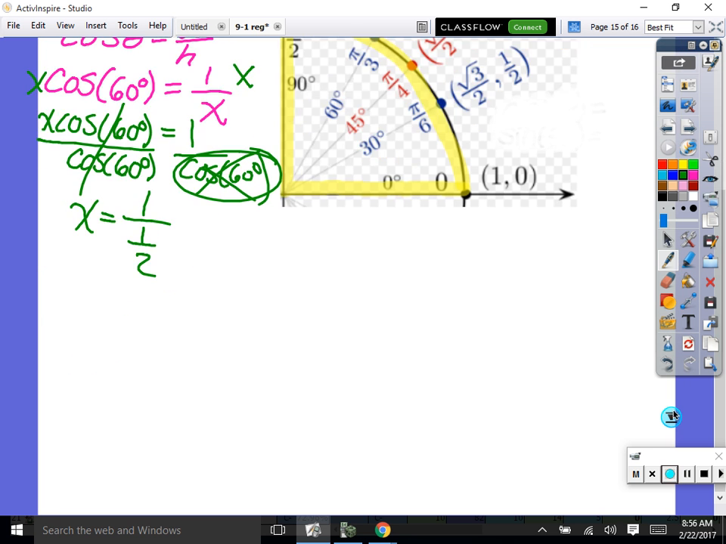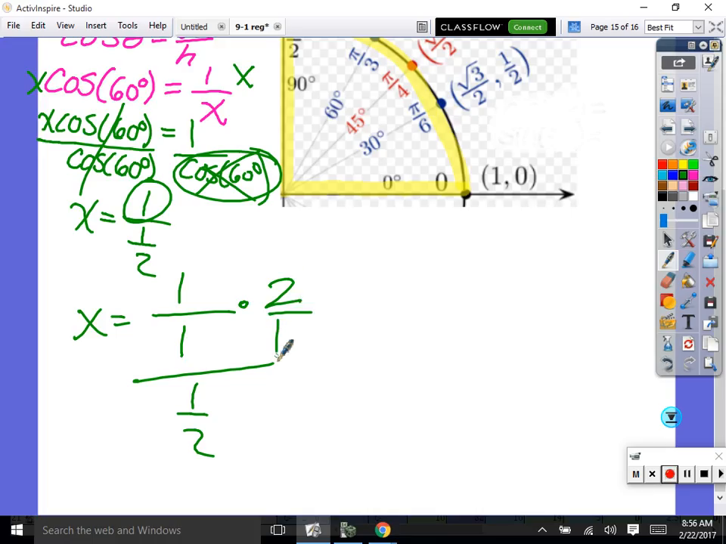I want to see your work. So we have x is equal to 1 divided by 1/2, because 1 is 1 over 1, correct, everybody? Why did I do that? Because dividing fractions is easy as pi. We flip the second fraction and we multiply. So we multiply straight across and we get 2.